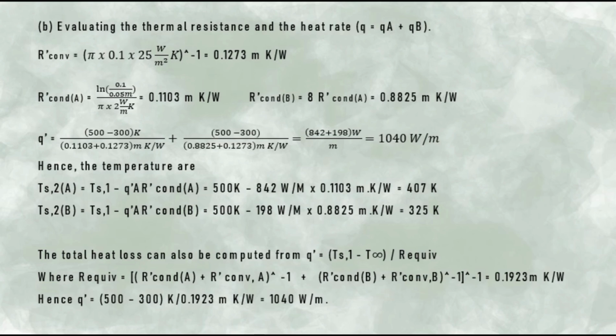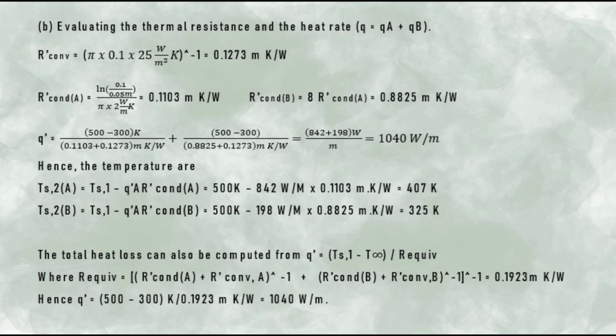2A, we have 500 Kelvin minus 842 watts per meter multiplied by 0.1103 meter Kelvin per watt, we have 407 Kelvin. And for our temperature at surface B, we have 325 Kelvin.